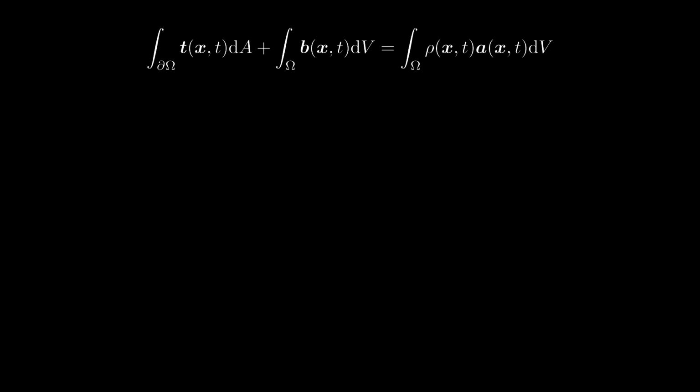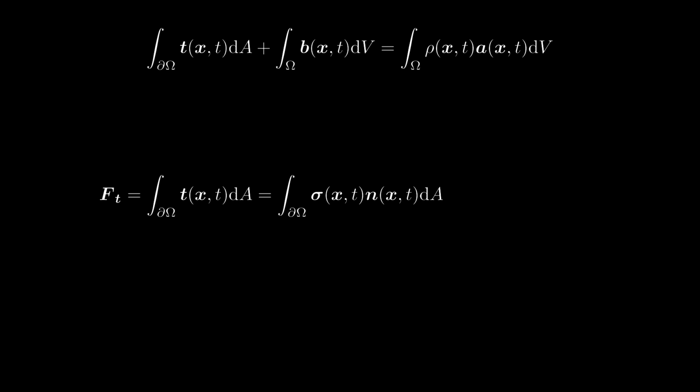First of all, let's focus on the net force resulting from the tractions. Recall that the traction T is equal to the stress sigma times the outward unit normal vector n. The surface integral of T can thus be written as the surface integral of sigma times n.